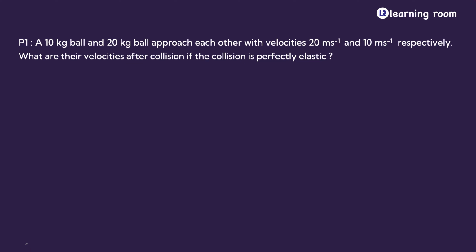So listen, it's very simple. The first problem says a 10 kilogram ball and a 20 kilogram ball approach each other with velocities 20 meter per second and 10 meter per second respectively. What are their velocities after collision if the collision is considered to be perfectly elastic? So we have the formula for perfectly elastic collision. What is it? V1 is equal to something into U1 plus something into U2. And what should be written in the denominator?